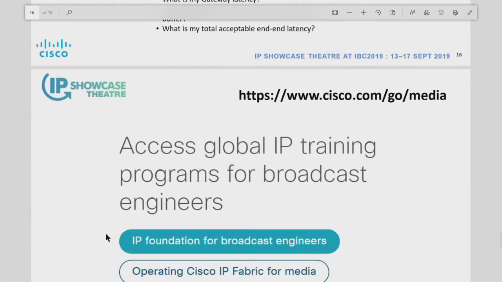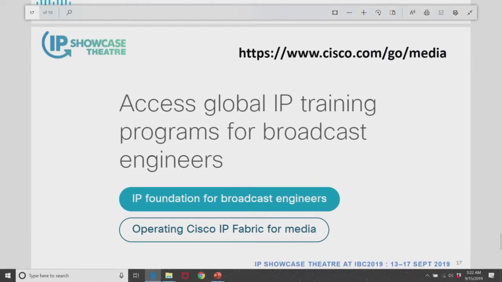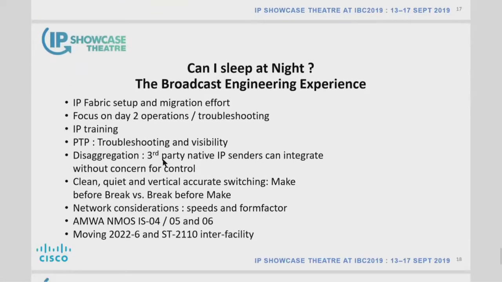For the benefit of time, the other thing is training for the broadcast engineers. These fabrics are simple, but still the broadcast engineers need some training. SMPTE has training, has CCNA training. Cisco also, I left a link. We have two types of training: IP Foundation for broadcast engineers and Operating an IP Fabric for Media. So just an FYI for your broadcast engineers, it's a good stepping stone in learning the technology they need to operate these fabrics, because again, training is a big issue.